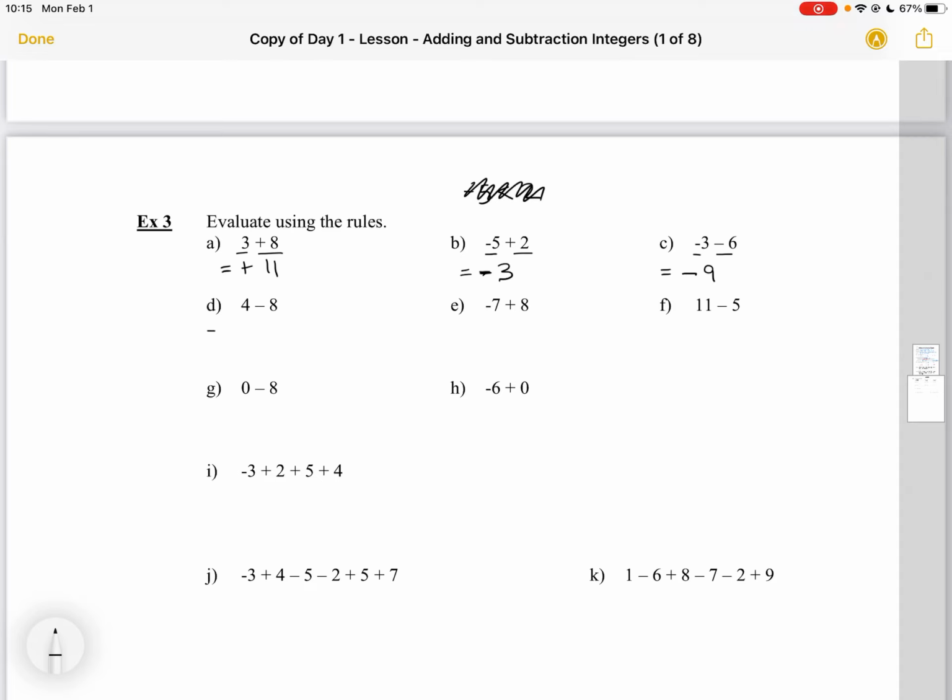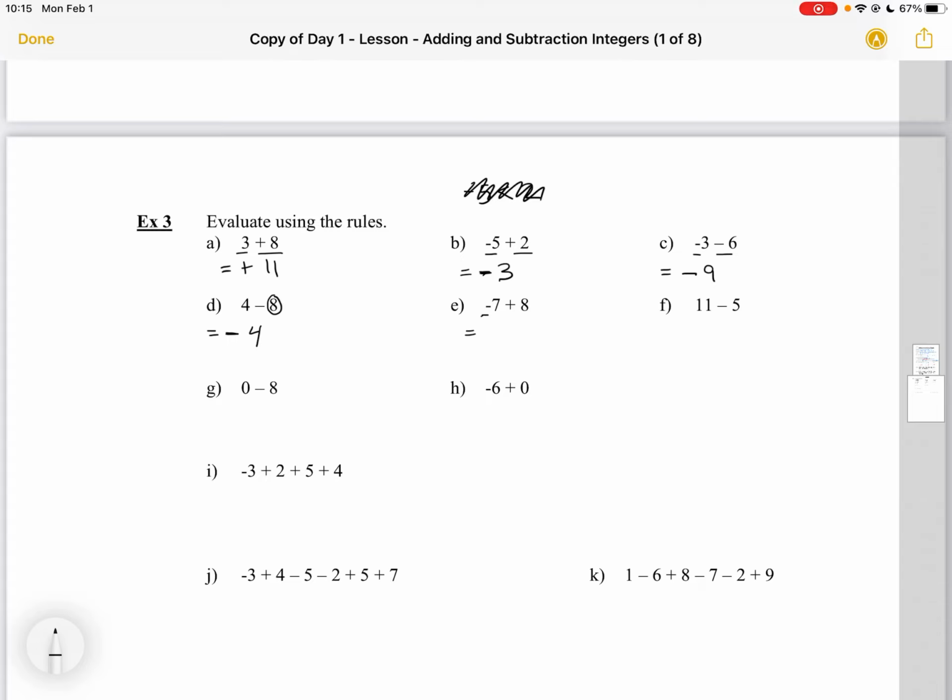Example D, again, I've got different signs. So I've got a positive and a negative. My 8 is the bigger one numerically if I ignore the signs. So that is the sign that I'm going to keep. And then I'm going to subtract the numbers, 8 minus 4. Now what you might want to do here, like I said above, pause the video, try the next couple on your own, and then check in with me to see if you are getting the right answer.